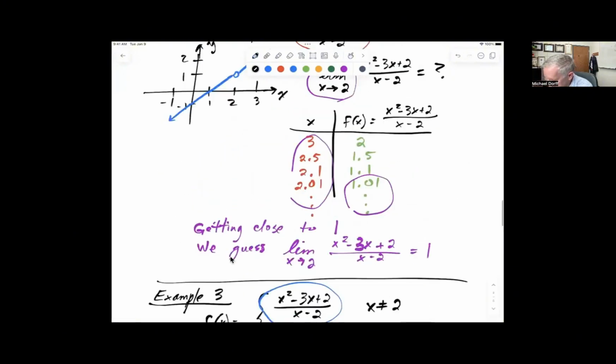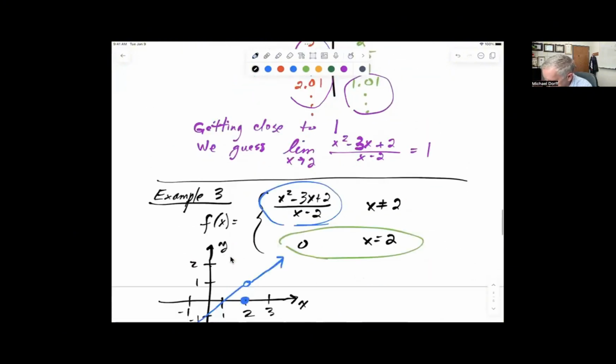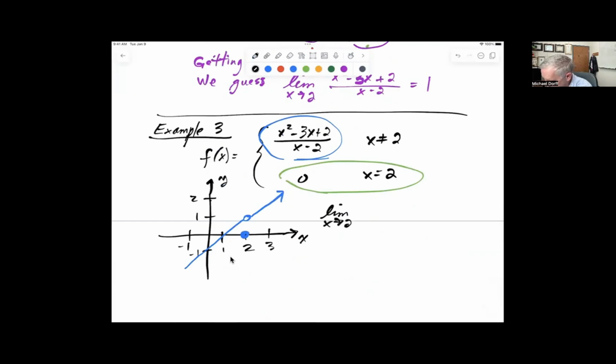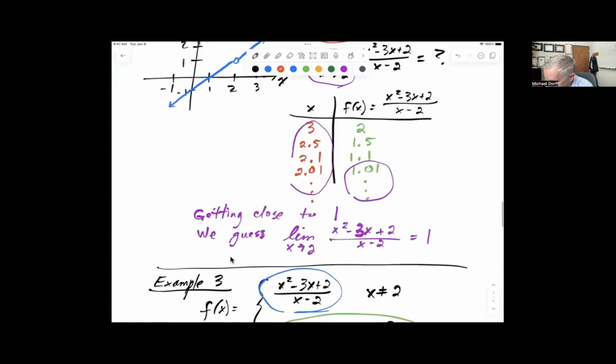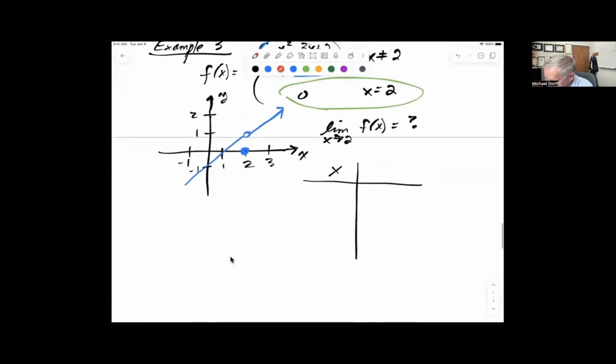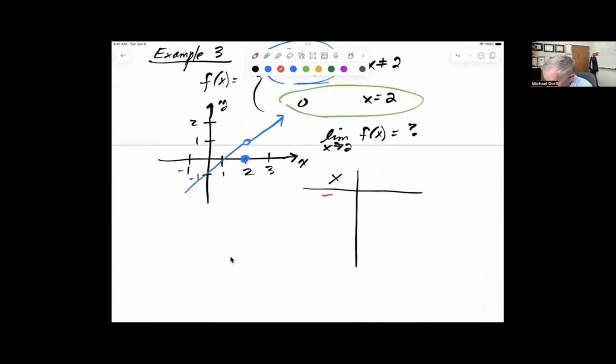Now we're going to do the same thing. We want to look at the limit as x goes to 2 of f of x here. And what does that equal? We can do a table just like we did before, using the same values. So we're going to have 3, 2.5, 2.1, 2.01, and then f of x. When we do that, we get 2, 1.5, 1.1, 1.01.